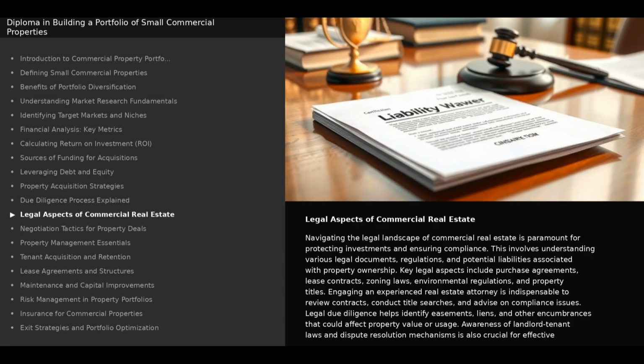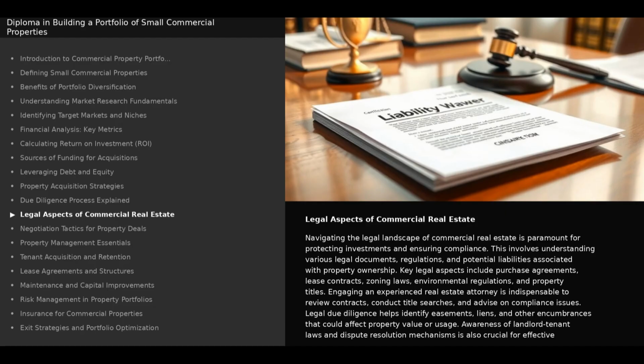Legal aspects of commercial real estate. Navigating the legal landscape of commercial real estate is paramount for protecting investments and ensuring compliance. This involves understanding various legal documents, regulations, and potential liabilities associated with property ownership. Key legal aspects include purchase agreements, lease contracts, zoning laws, environmental regulations, and property titles.